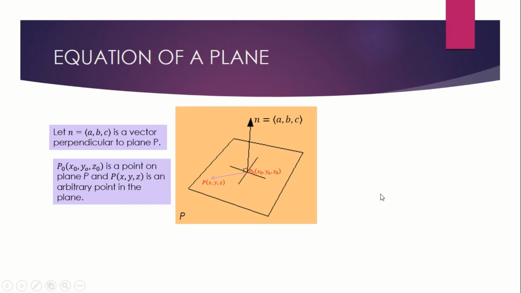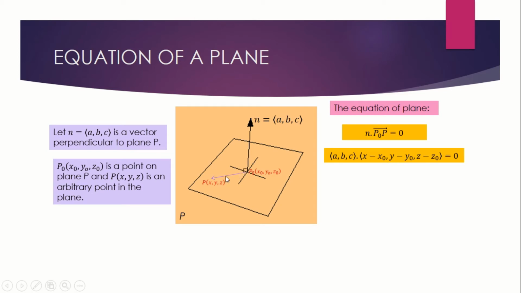So if you look here, n and vector P naught P are perpendicular, right? If two vectors are perpendicular, the dot product between them is equal to 0. So that's why we get the normal vector n dot P naught P equal to 0. Then we replace n with (A, B, C) and P naught P with (x minus x naught, y minus y naught, z minus z naught), equal to 0.